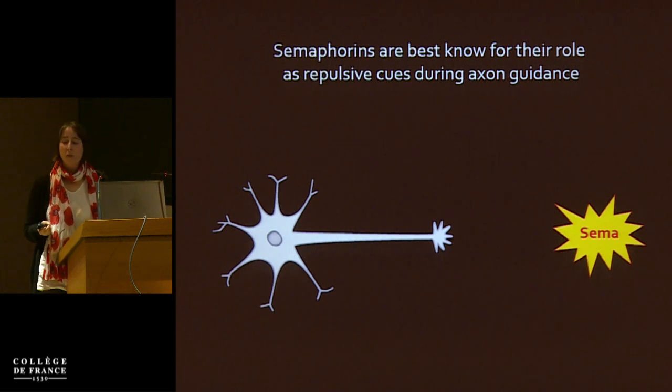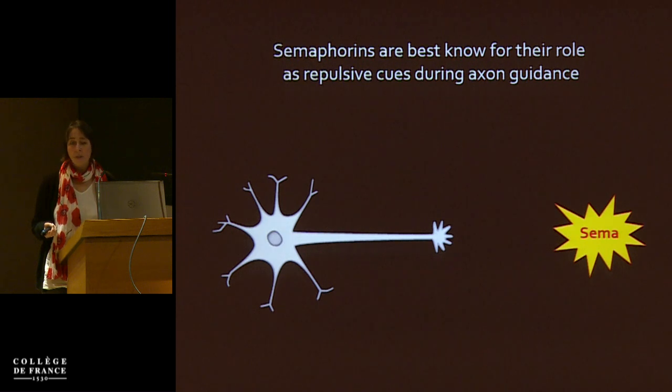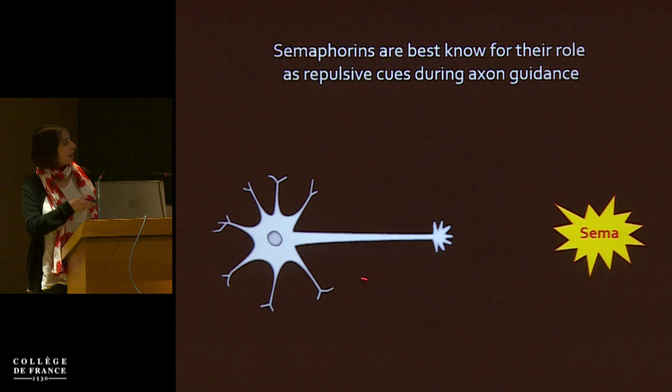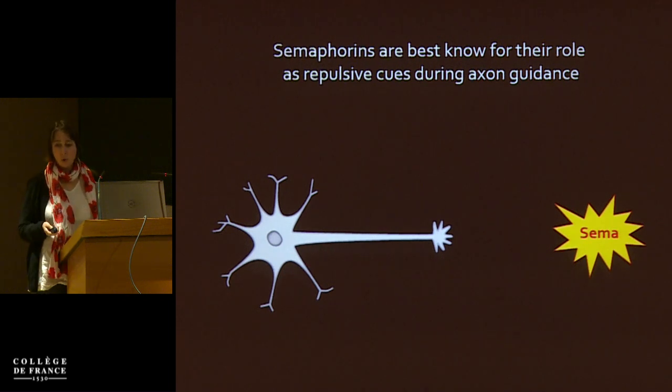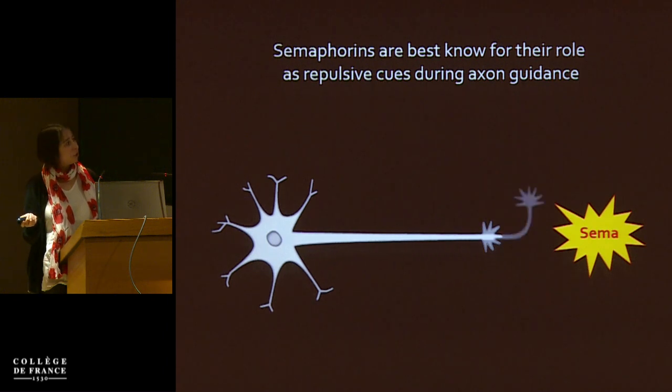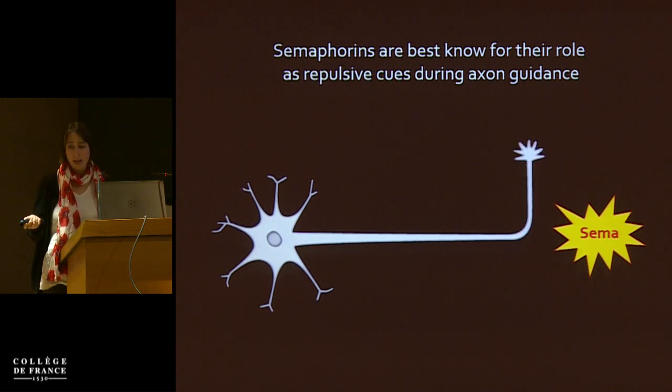Semaphorins are, of course, best known for functioning as repulsive cues during axon guidance. So basically, if you have an axon growing out from a cell body and it encounters a source of semaphorin in the environment, it's going to turn away from that signal to be guided towards its proper target.